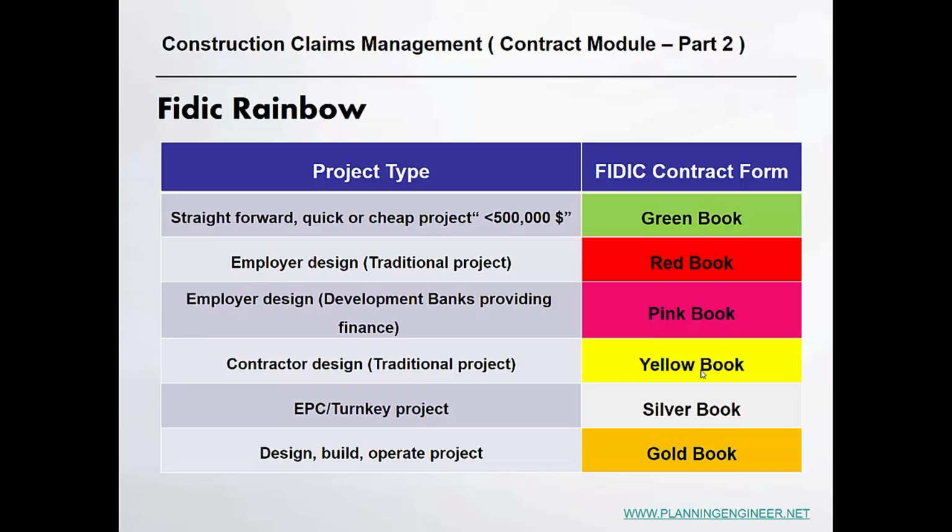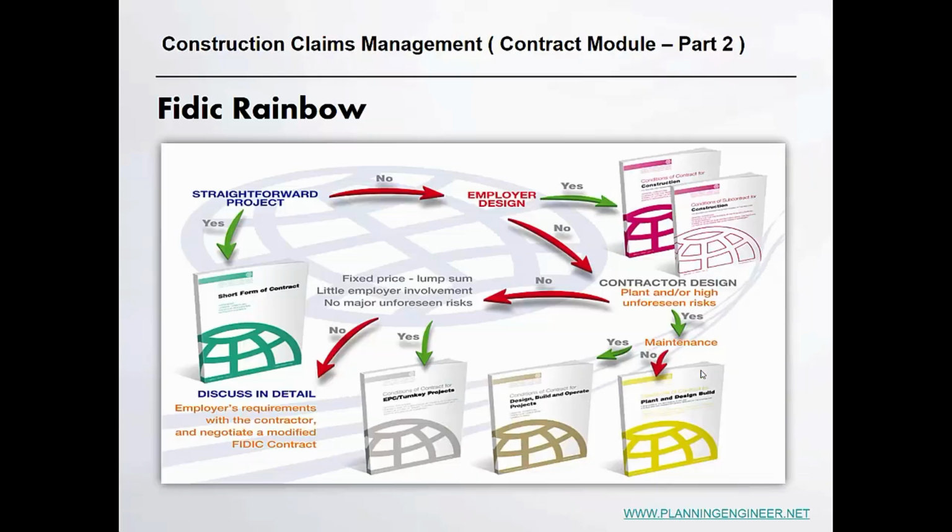There are two different colors now remaining. Silver book, this is for turnkey projects, and gold book, design, build, and operate projects. If the contractor will operate the project, like the metro projects or electricity stations projects, sometimes the client asks the contractor to operate as well.